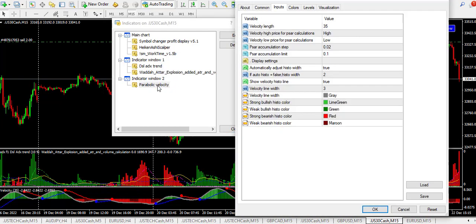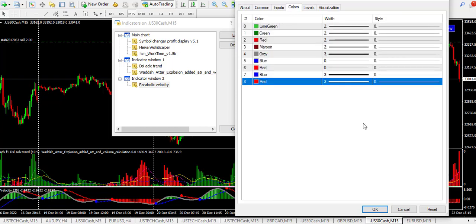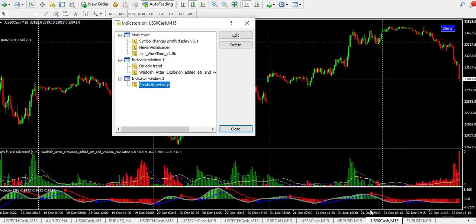And the last indicator here is the parabolic velocity, and these are the values. Velocity length is 35. So just copy the values here, the input. Just enter the same thing, and once you are done, just click OK. That is all the indicators I use.